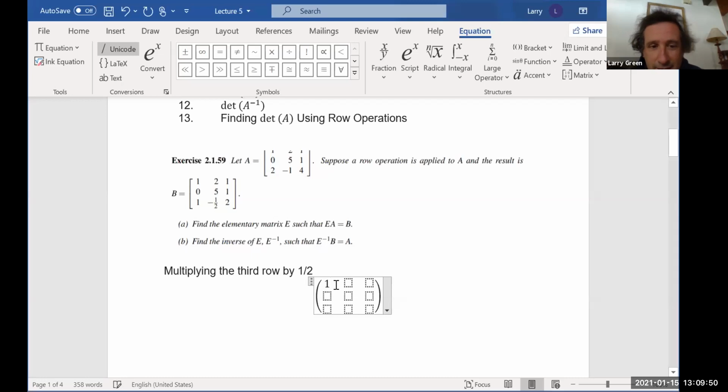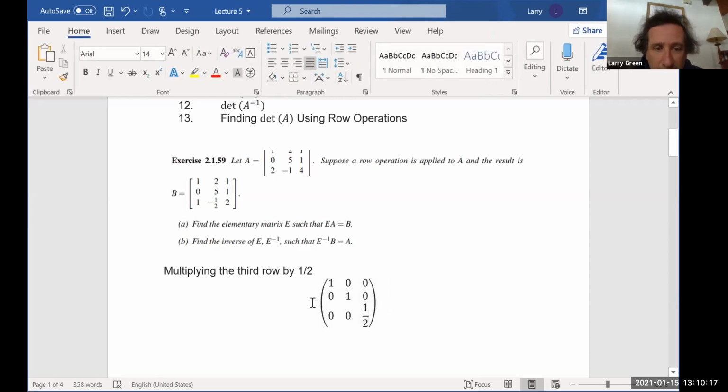So we have 1, 0, 0, 0, 1, 0. And then normally I'd have 0, 0, 1, but if I multiply by 1/2, I get 0, 0, 1/2. And I guess I should call it E.